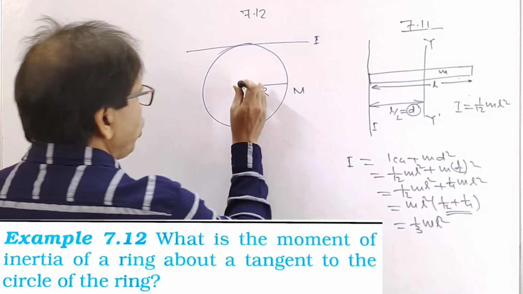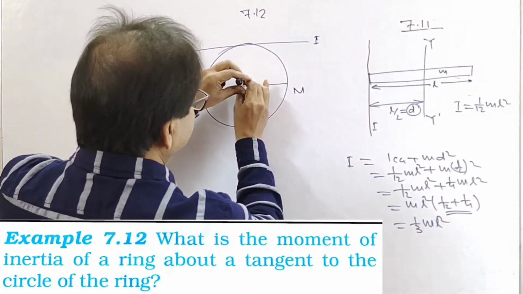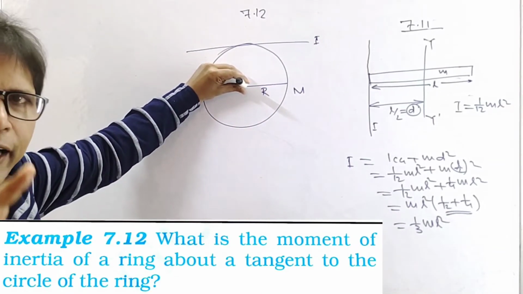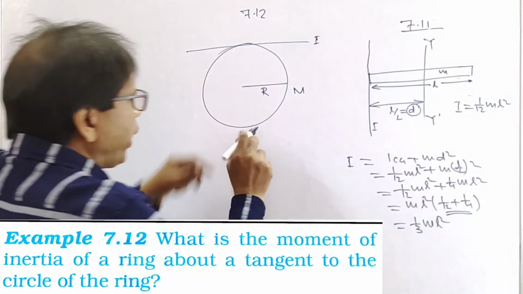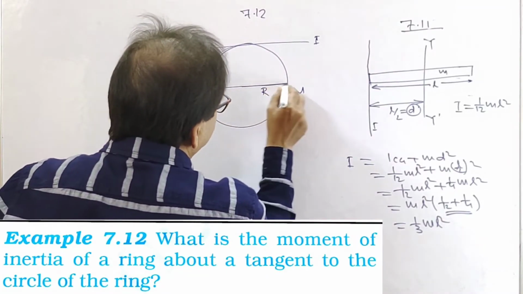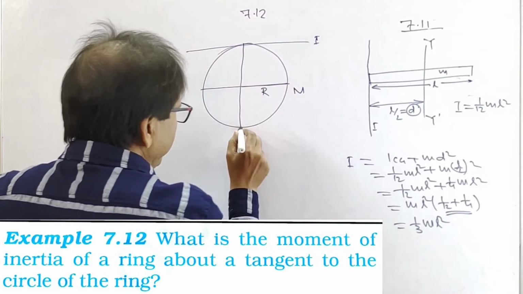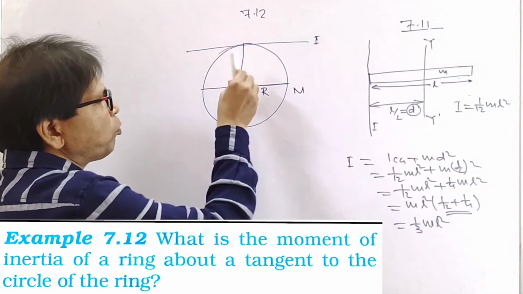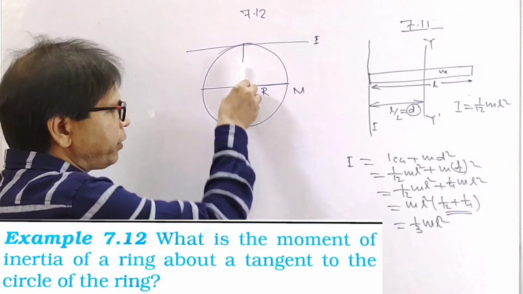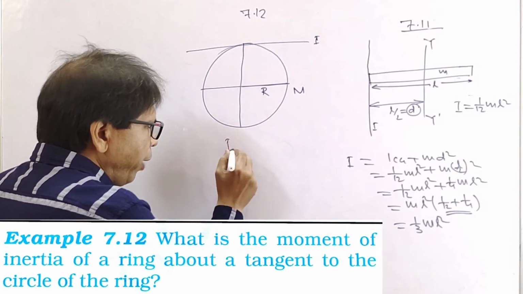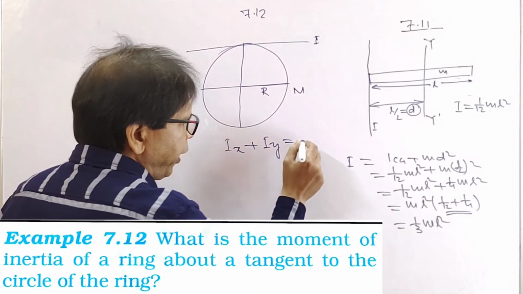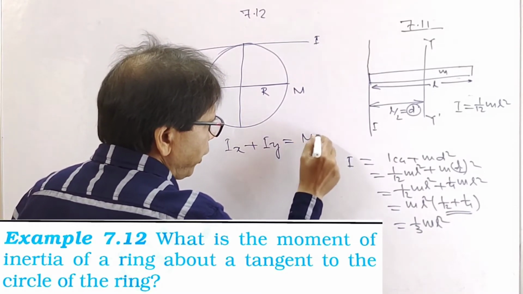Now we know the moment of inertia of a ring about an axis normal to the plane passing through the center is capital M r square. If we consider this is the x-axis, this is the y-axis, then the moment of inertia about the x-axis plus the moment of inertia about the y-axis is equal to M r square, that is Ix plus Iy equals M r square.